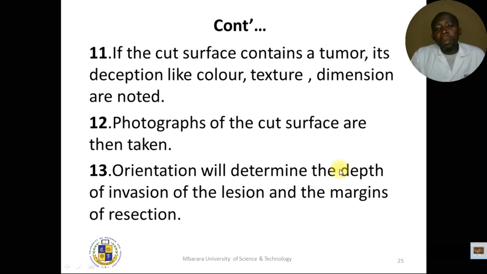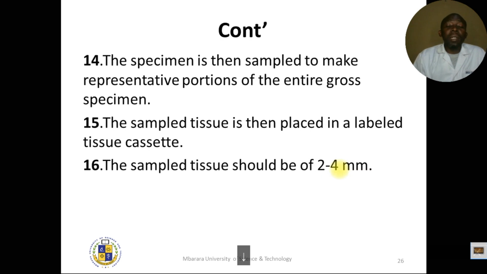So orientation will determine the depth of invasion of the lesion and the margins of resection. This is very important, that when you orient your tissue very well, you will be able to determine the depth of invasion of the lesion. And when we look at the depth of invasion of the lesion, it helps us to do the proper staging of the cancer, depending on how it has invaded other neighboring organs.